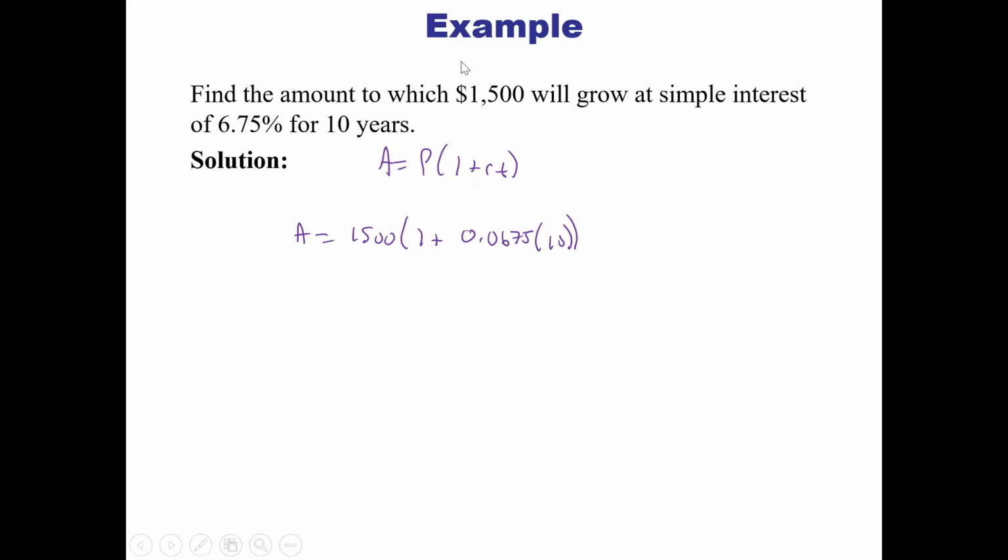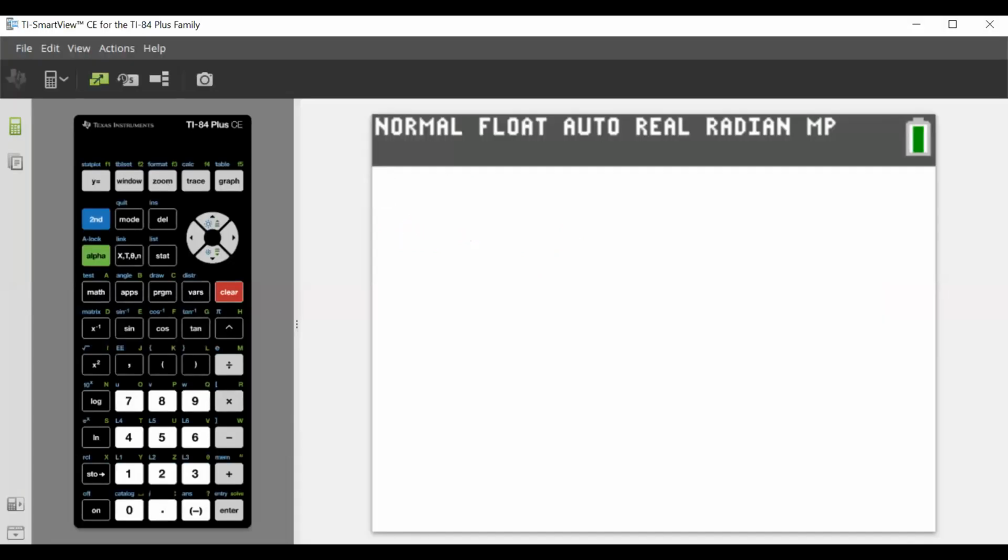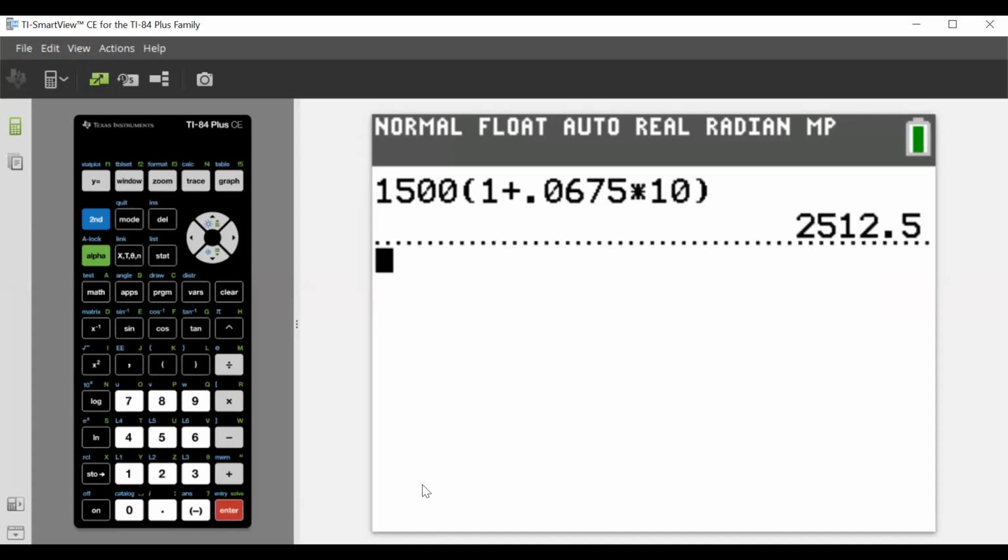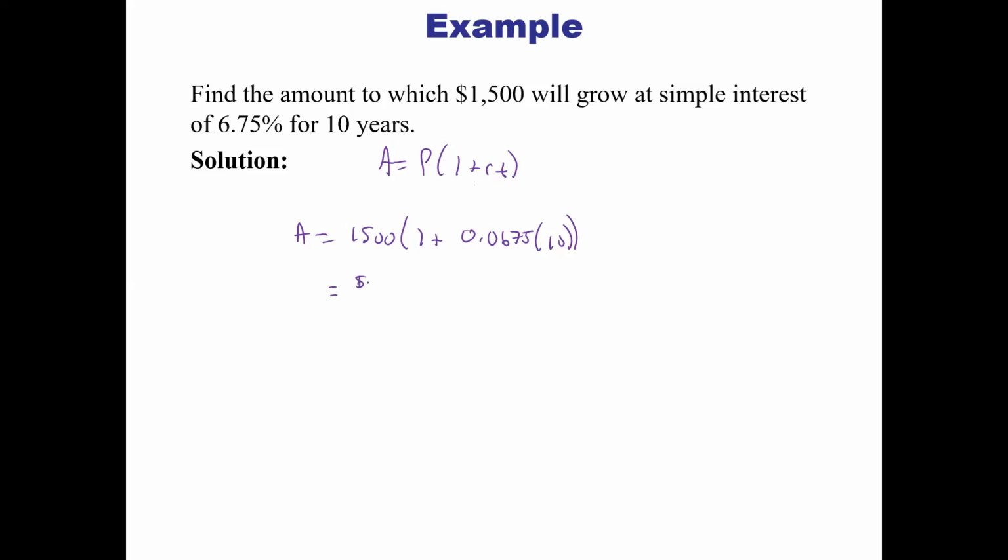So let's go to our calculator. So we have the 1500 times 1 plus 0.0675 times 10, and that gives us 2512.50. So our future value is going to be 2512.50. So when we're compounding with just simple interest, that is going to be our value.